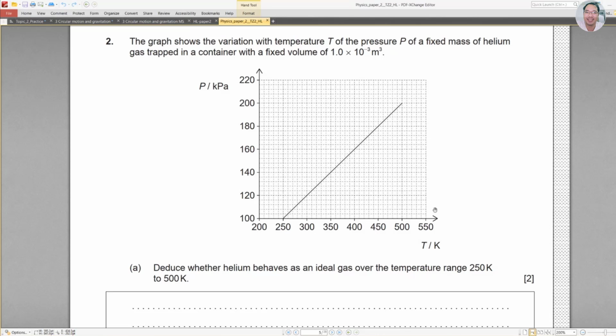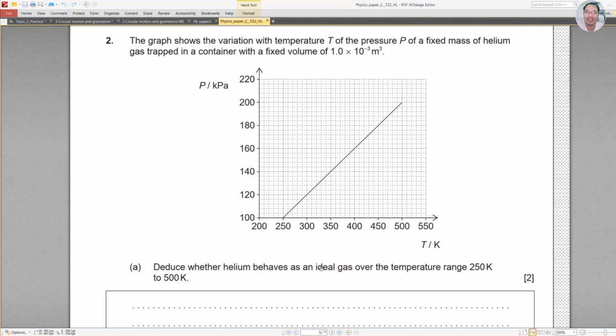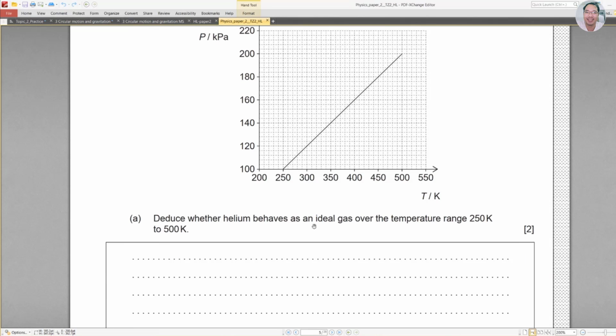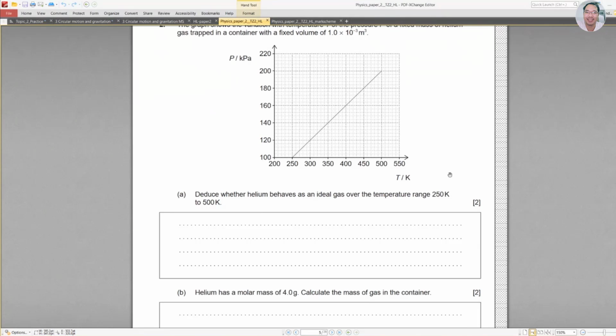Because the graph is a straight line. So the pressure is proportional to the absolute temperature, in Kelvin, and therefore this gas is an ideal gas. Stating that it is ideal earns one grade, and explaining that the graph is a straight line alone does not.